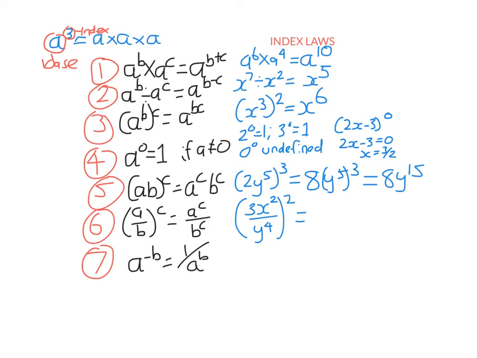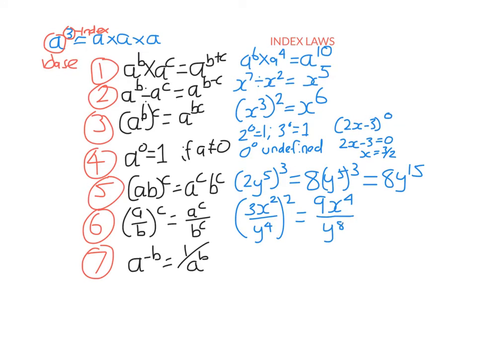So index law 6 says if you have a fraction to a power, raise the top, the numerator, to that power, raise the denominator to that power. So if I raise the numerator to that power, 3 to the power of 2 is 9, x squared to the power of 2 is x to the power of 4. So once again, I use the power to a power rule. And then I can raise the bottom to that power. y to the power of 4 squared, keep the same base, multiply the powers.